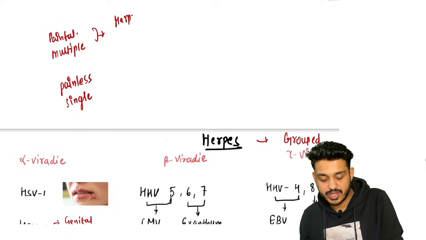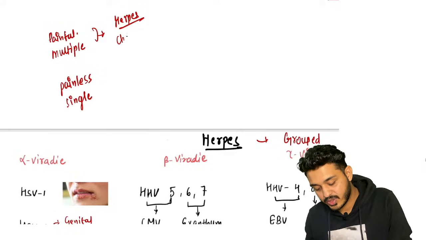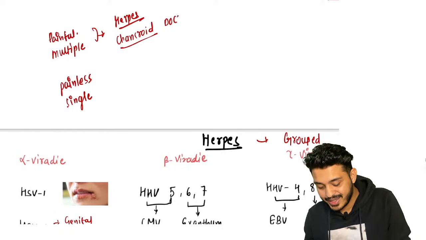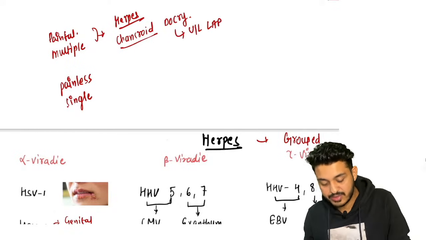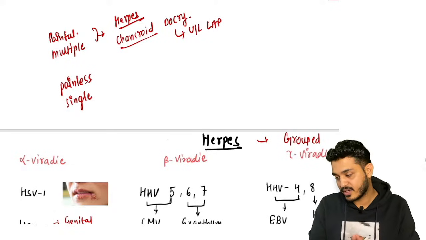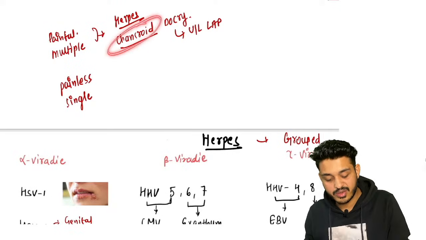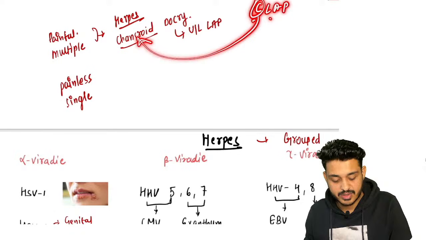Remember, herpes you can rule out easily. Herpes means multiple grouped vesicles. Second one is going to be what? Chancroid. Chancroid is due to Haemophilus ducreyi, and they will always give you unilateral lymphadenopathy. Always remember, right-sided inguinal lymphadenopathy, left-sided inguinal lymphadenopathy. I told you the drug of choice for chancroid. Clap. C for chancroid, the drug of choice will be azithromycin, right?